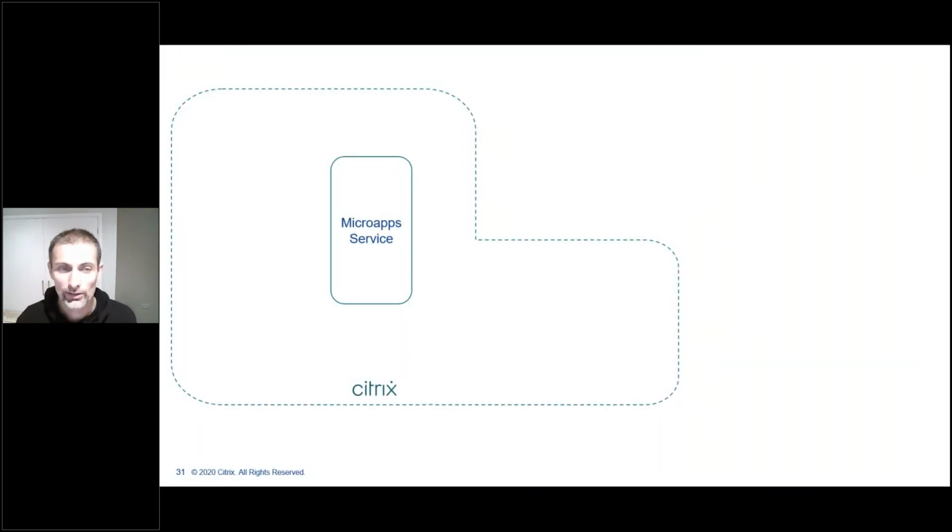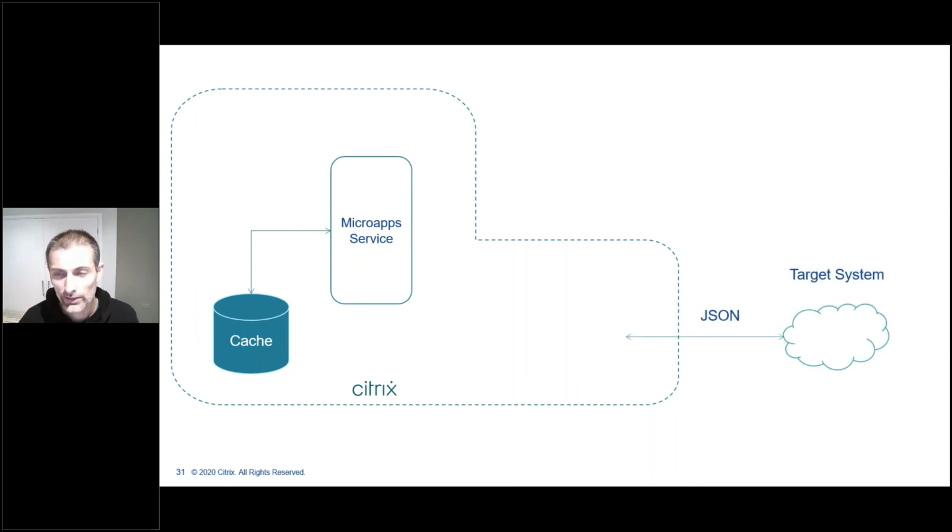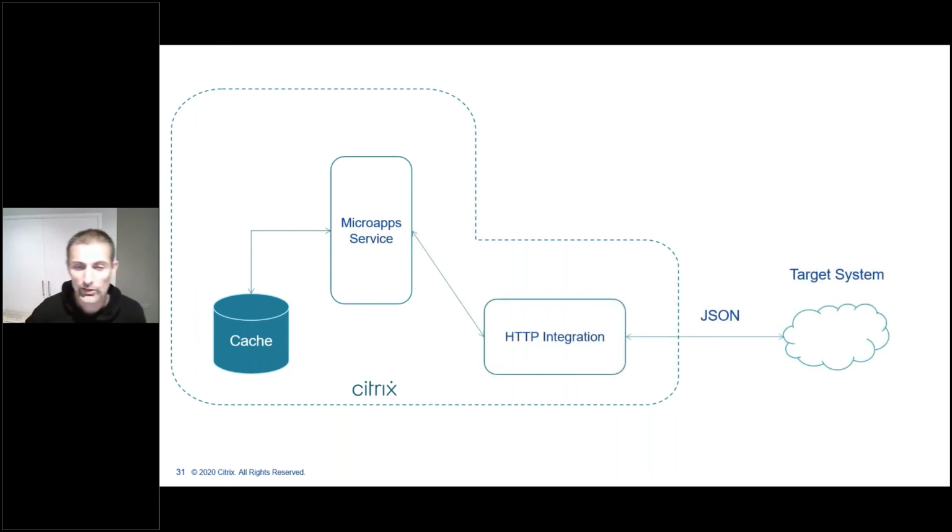How do you go about creating things? Well, here's my Microapps service. My cloud is no longer nice and fluffy. It's become more box shaped, but never mind, it's still Citrix Cloud. You've got the cache, you're familiar with that one, and you've got a target system. Now, you are going to use the HTTP integration, which is the thing that we use now to create our integrations, or more and more of them. We're moving away from kind of custom code to using what everybody else is able to use. And you need a target system that speaks JSON, so JSON over REST. So far, so good. Now, if your target system speaks JSON over REST, you are fine. Life is good. If it doesn't, then we'll talk about that in a minute.